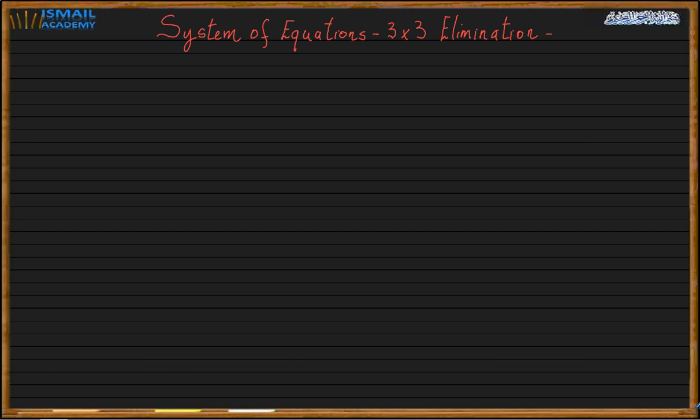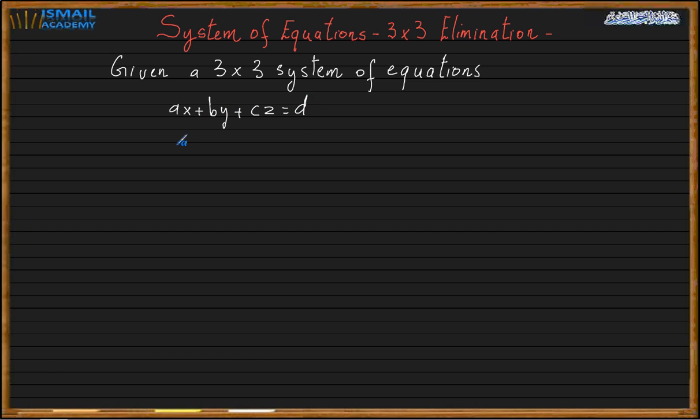Okay, so let's pick a system of 3 by 3. Given a 3 by 3 system of equations, I have ax plus by plus cz equal d, a1x plus b1y plus c1z equal d1, a2x plus b2y plus c2z equal d2. So this is my 3 by 3 system of equations.